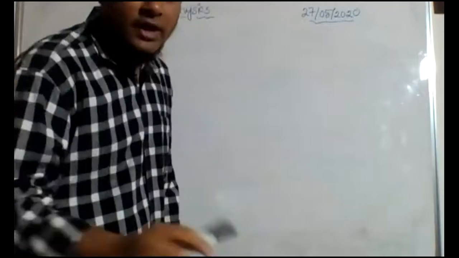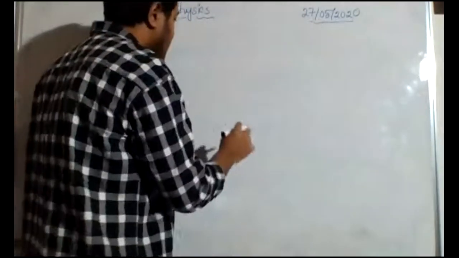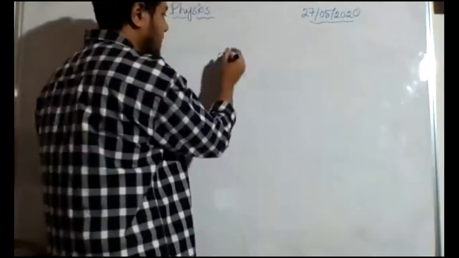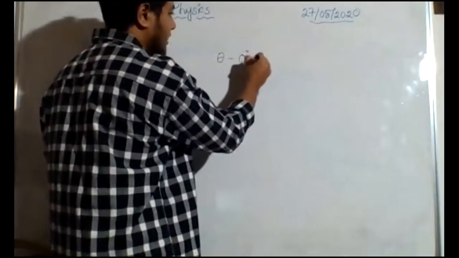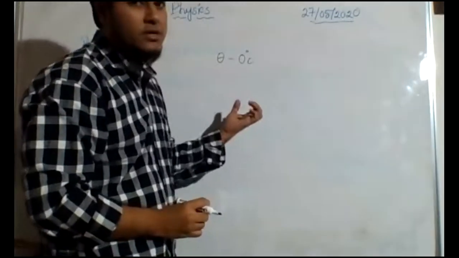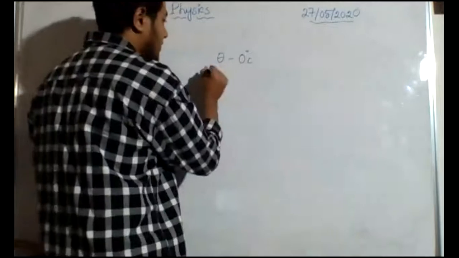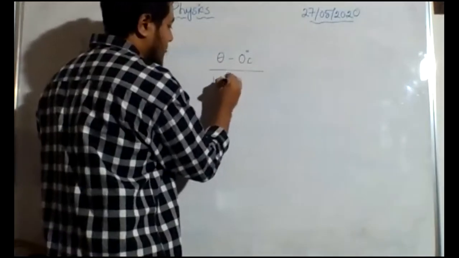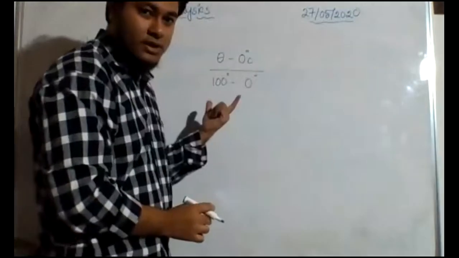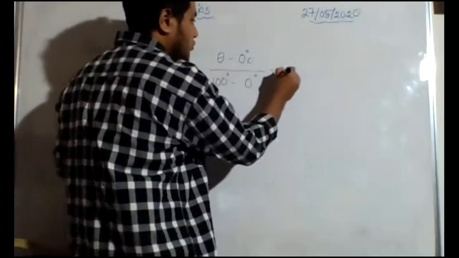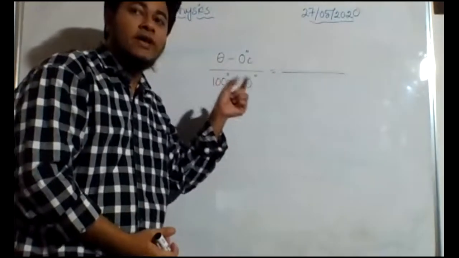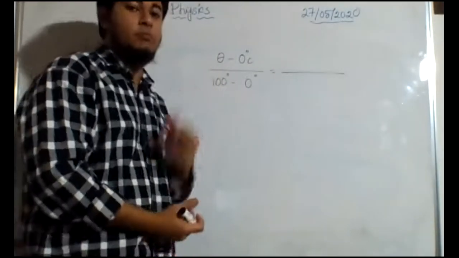Okay, so as I was saying, I want to know the temperature theta. From here I will subtract the lower fixed point of degree Celsius, divided by the upper fixed point minus the lower fixed point. Okay, is equal to, can you tell me what will be here? The corresponding value of thermometric property for each temperature.